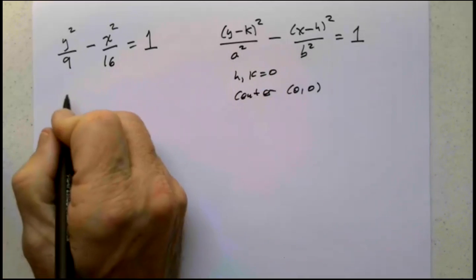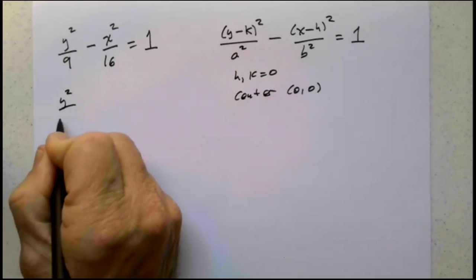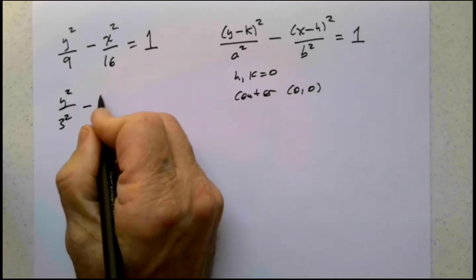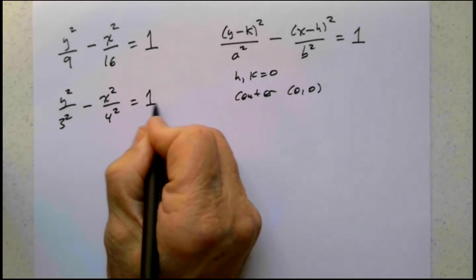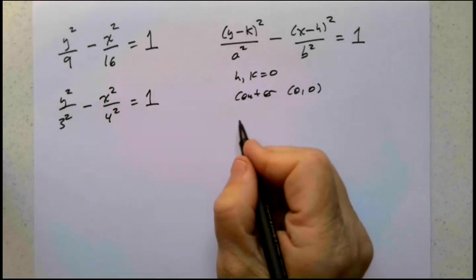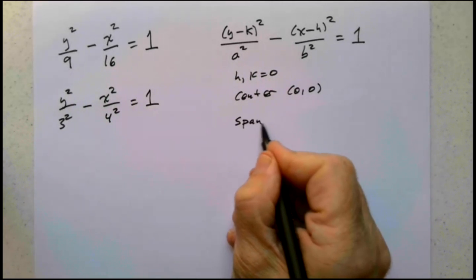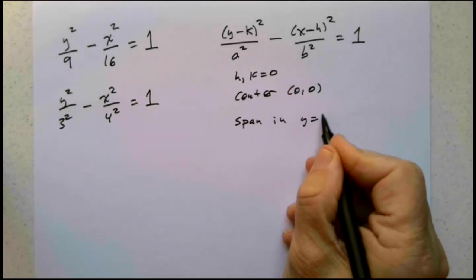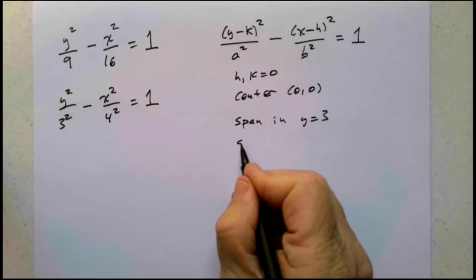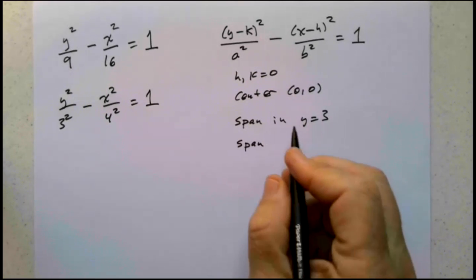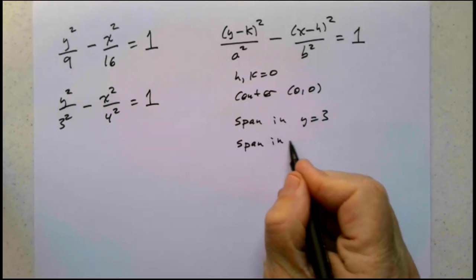So 9, of course, is 3 squared. y squared over 3 squared minus x squared over 16, which is 4 squared, equals 1. So I like to say the span in y is 3. From the center, we go up 3, down 3. And the span in x is 4. From the center, we go over 4, over 4.